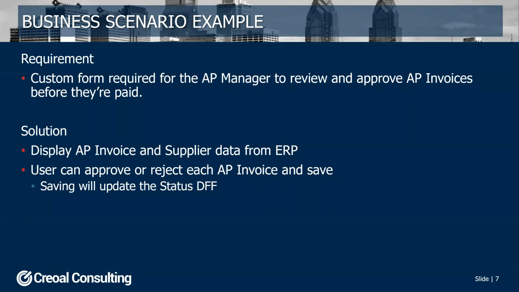And then the user can go in and approve or reject each invoice on the distribution level and then save it. And saving that will update what is the status DFF in ERP. So this is a DFF that's configured just to hold the approval and rejection status for each distribution.